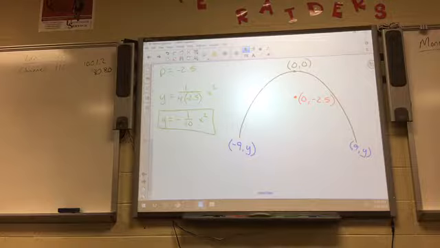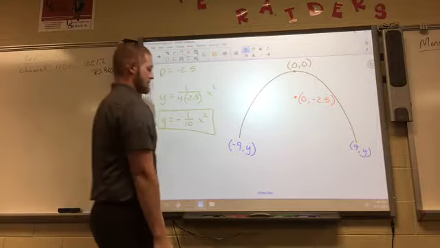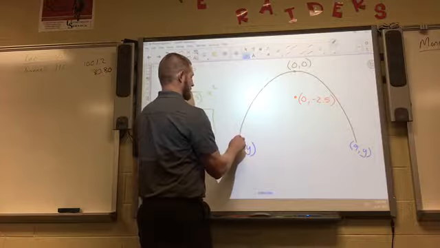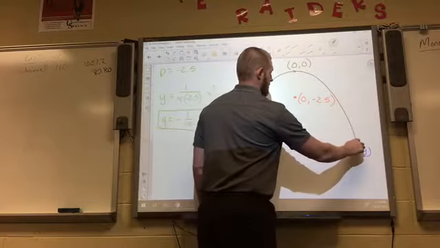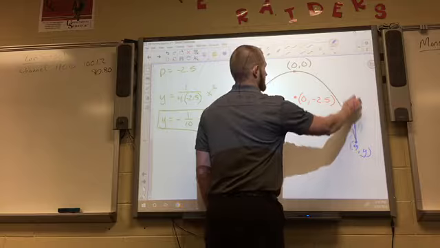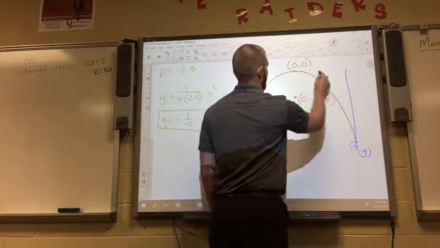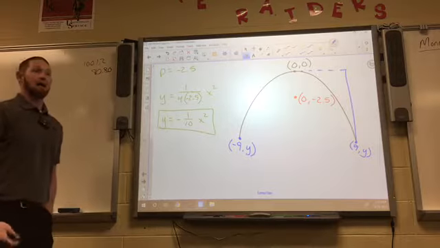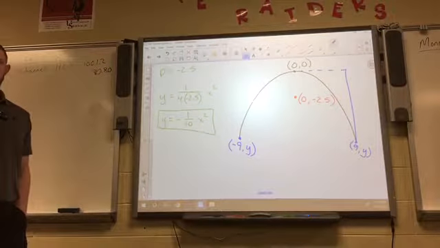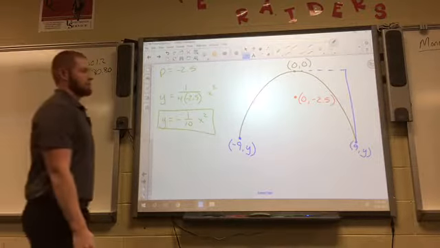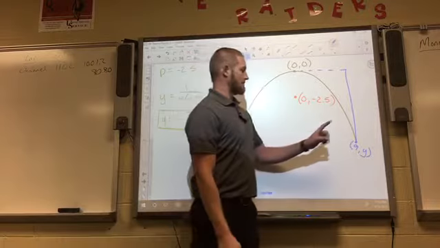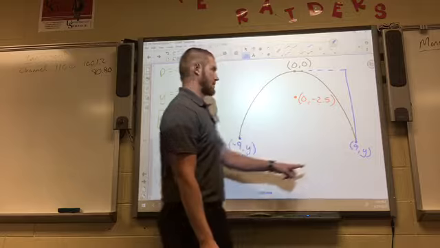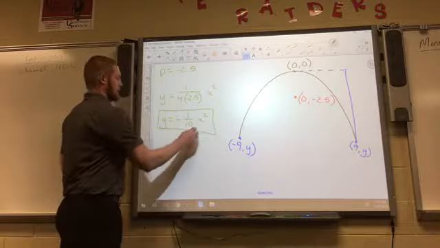Okay. Now I know that from here or here up to the x-axis, which would be straight out from here, that would tell me how high my archway is, right? Okay. So if I plugged in an x value of 9, I should be able to figure this out. So I plug in 9.